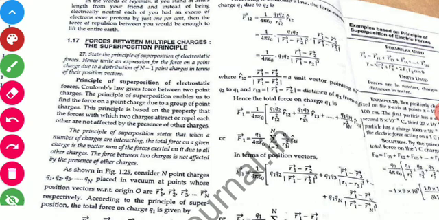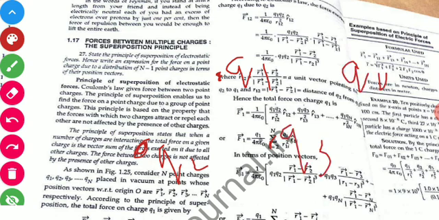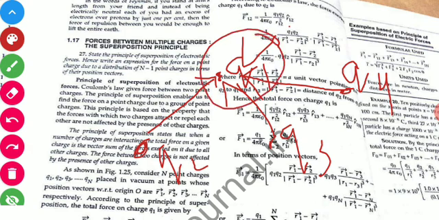Now suppose there are a number of charges like q1, q2, q3, q4 like this, and they all are applying force on q1. Suppose they are all applying force on charge number 1. Then how can we calculate the value of the total force being applied on charge number 1 by all the other charges? So in this we take help of the principle of superposition.